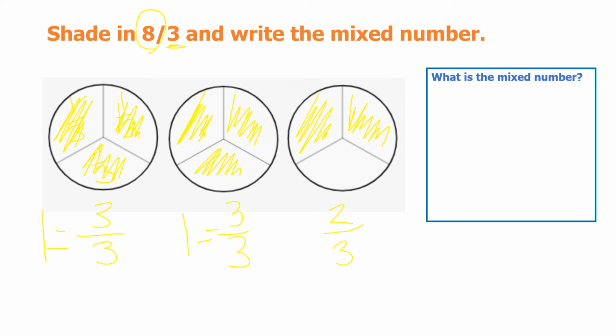So I did 8 of them, and when I did that, I ended up with 1 whole, 2 wholes, and 2/3. So I have 2 wholes and 2/3. That means the same thing as the improper fraction, 8/3.